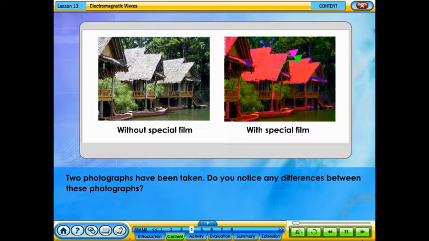Two photographs have been taken. Do you notice any differences between these photographs?